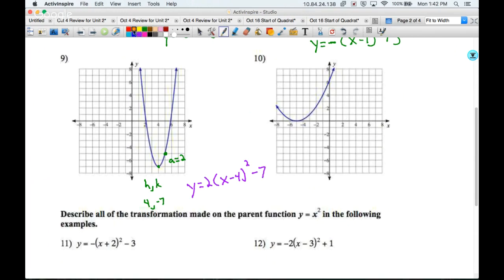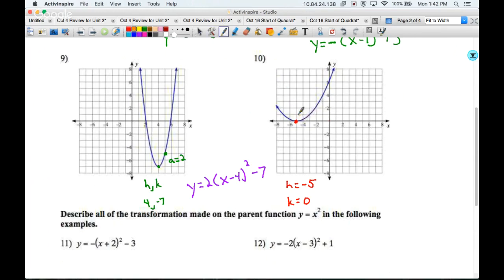This one here is a little bit tricky. The h and the k value are easy to get. h is equal to -5. k is equal to 0. But that a value is hard to see because if I go 1 over, this isn't an ordered pair. This is kind of a fractional point.